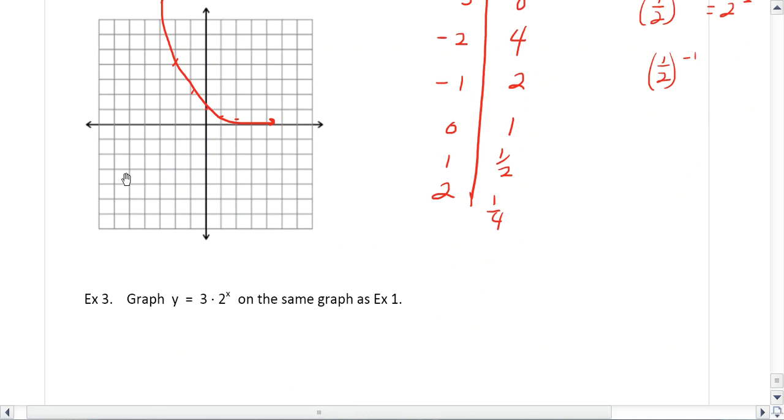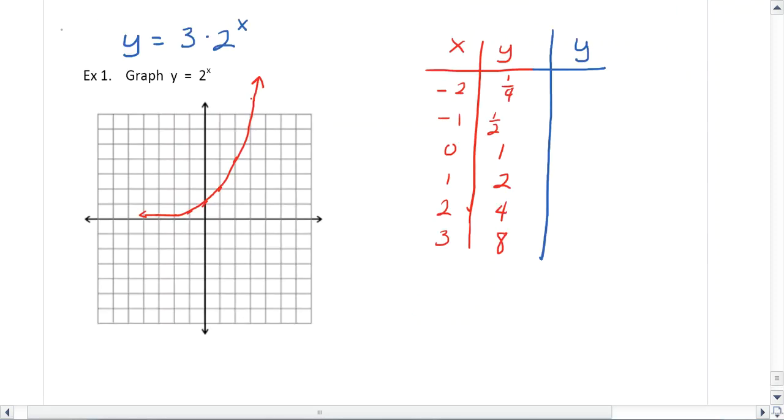Now for example 3, we are asked to take this equation back up to the same graph in example 1, and we'll graph this on the same set of xy axes. All right, so I took the example 3 equation and wrote it up here. Y equals 3 times 2 to the x. And then I just put another extension on my t-chart here for those values. So really what we're doing is taking 3 times these values that we already did, 2 to the x.